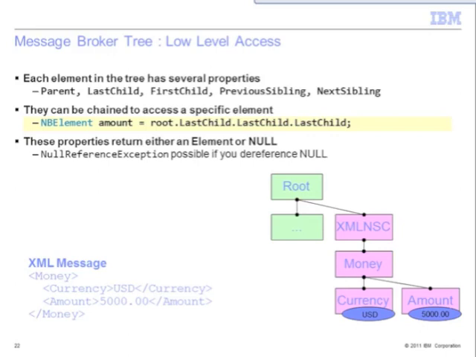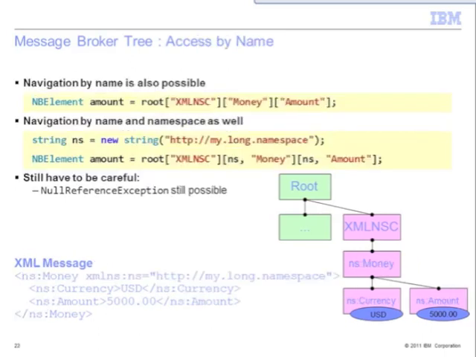To access the amount field, you would use code like that shown in the second bullet: root.lastchild.lastchild.lastchild. If we follow that through, the last child of root is going to be the amount field, if you follow that through on the tree view there. Now, of course, if that message didn't match and there was a last child missing, for example, if the tree wasn't as deep as you expected, then you can get a null reference exception out of that. So just be aware when you're navigating the tree using this syntax that you should really check to make sure that the messages are as you expect them to be before you just navigate around the tree.